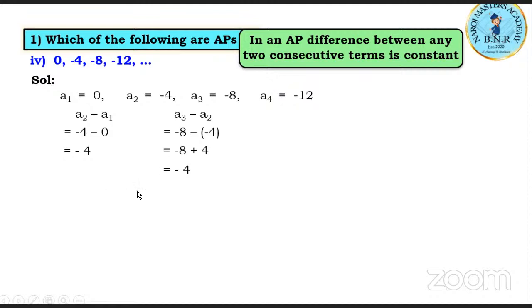I think we can say that directly, but let me check with another number also. The common difference is constant, so we can say the number series is an AP. Let me check with the next set of numbers.